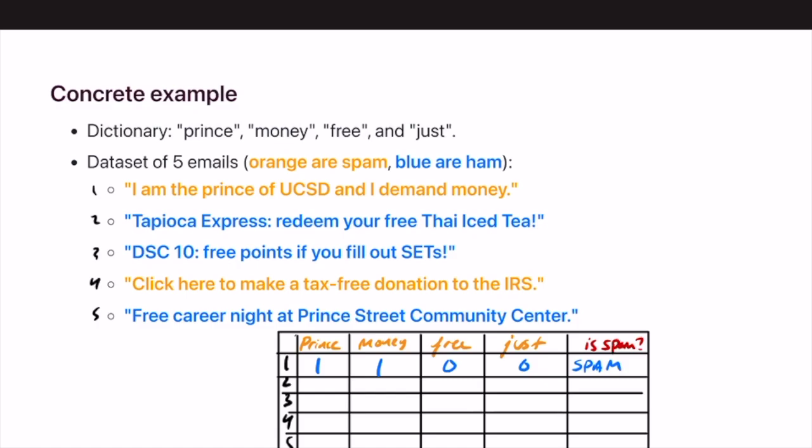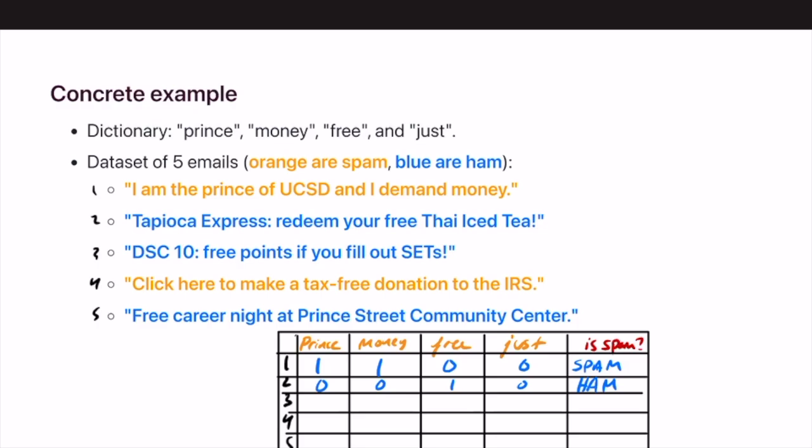Okay, Tapioca Express, redeem your free Thai iced tea. I've been an undergrad and a grad student, I teach at UCSD. I ain't never gotten a free Thai iced tea from Tapioca Express. So that's definitely, I don't care what it says, that's spam. But let's do our counts. Prince 0, money 0, free 1, and just 0. But this was classified incorrectly, I think at least, as ham, so not spam.